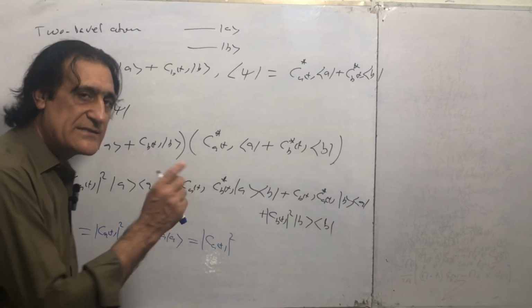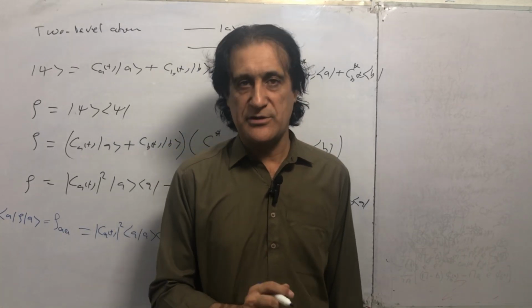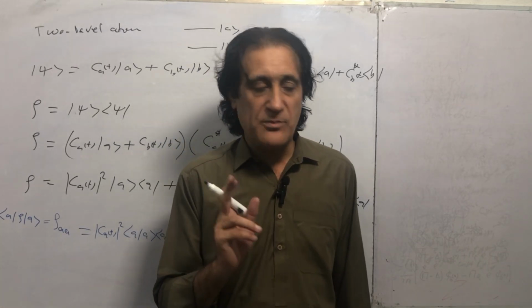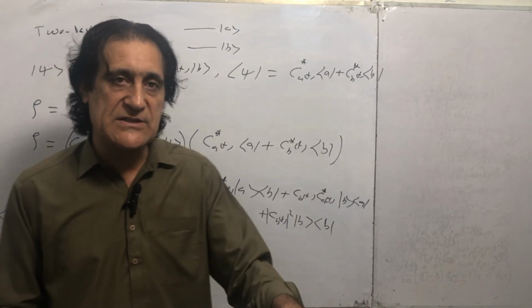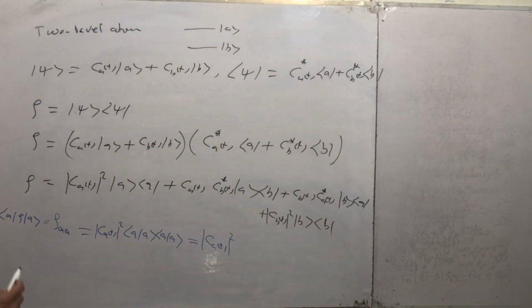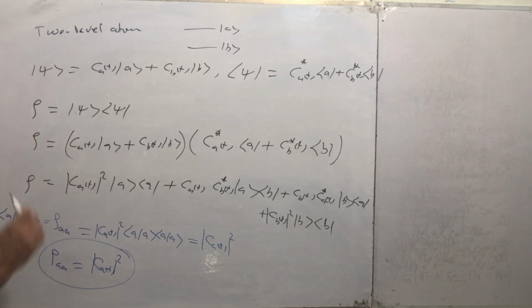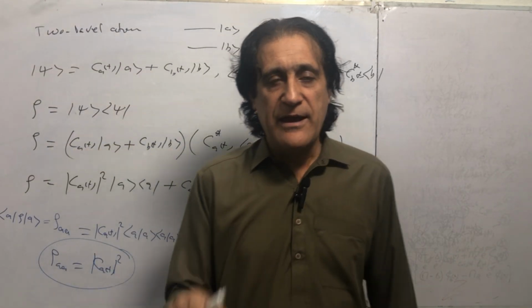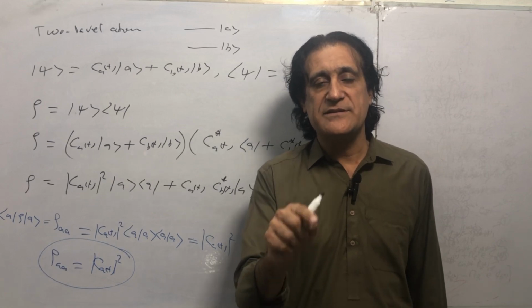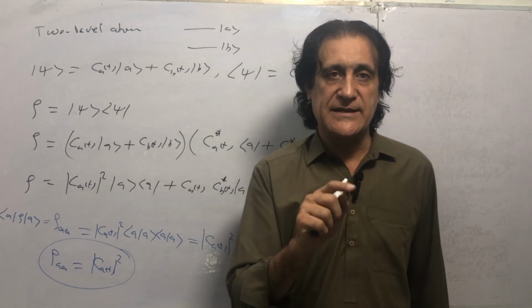And we know about this Ca of t absolute square, the probability amplitude. And in the probability amplitude method, this is known as the probability of finding a particle in state A. So it means that rho AA is equal to Ca of t absolute square. So both are the same. In this density matrix equation, rho AA is the probability of finding a particle in state A.